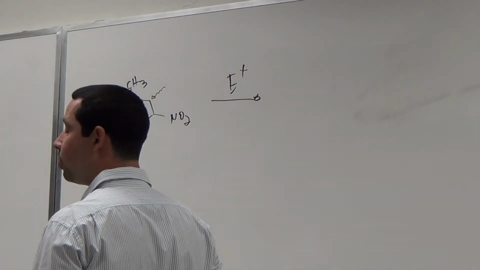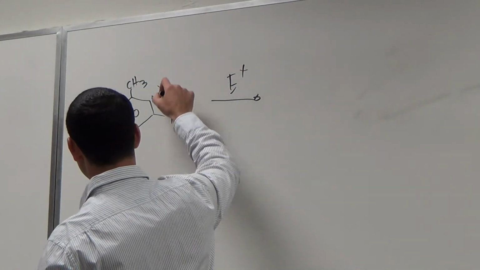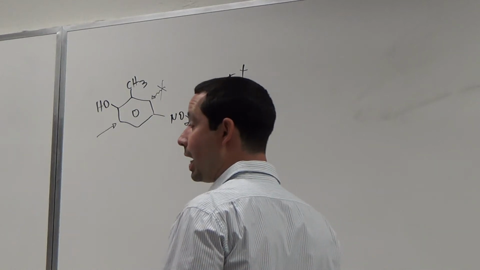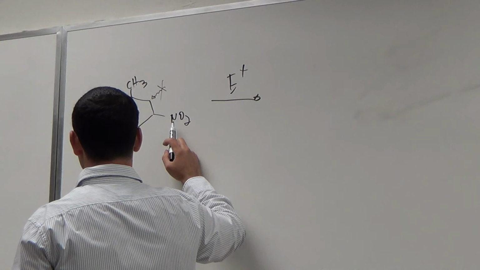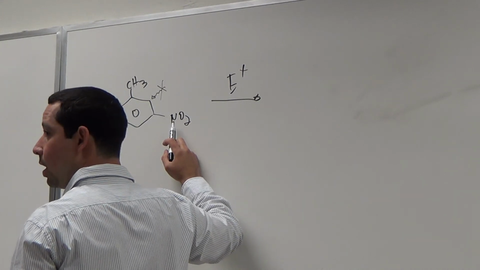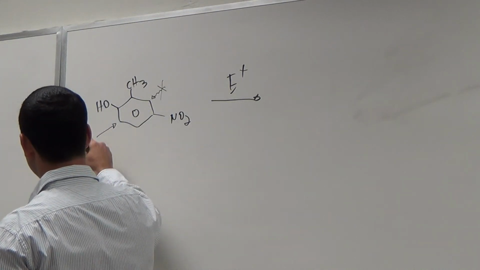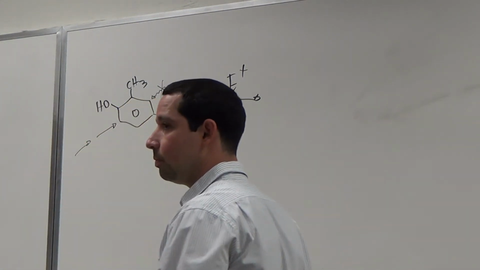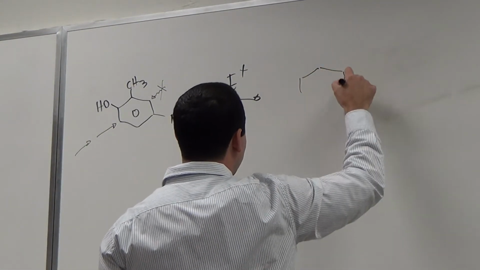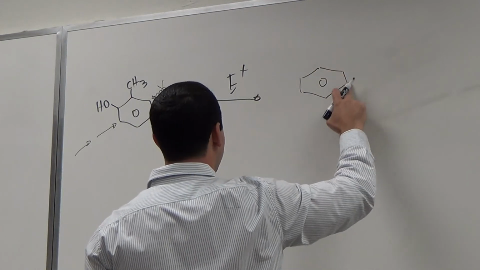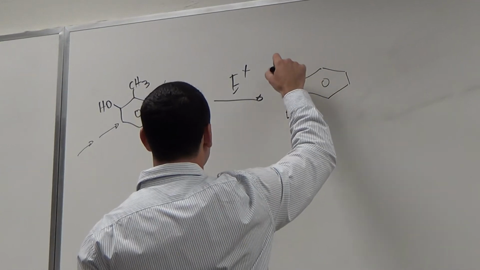Which one has a larger effect? This group or that group? OH. OH has a larger effect, so we are going to eliminate this one, because this one is strong. And now how about this one? This is what type of incoming group? Meta. Meta would be here. So two arrows are giving us this one here. And of course, the one that is ortho to that OH is a strong activator anyway. So the electrophile is going to go there.